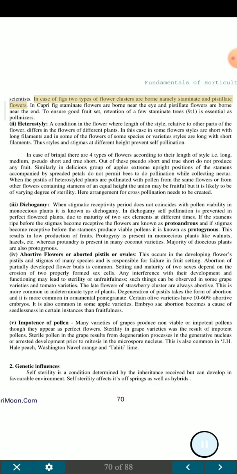In case of figs, two types of flower clusters are borne, namely staminate and pistillate flowers. In Capri fig, staminate flowers are borne near the eye and pistillate flowers are borne near the end. To ensure good fruit set, retention of a few staminate trees is essential as pollinizers.